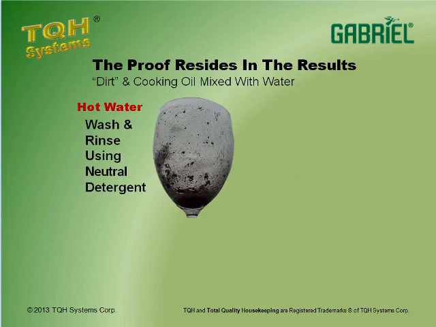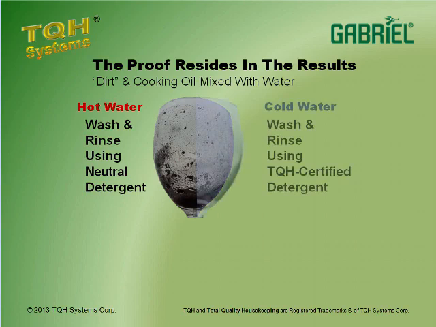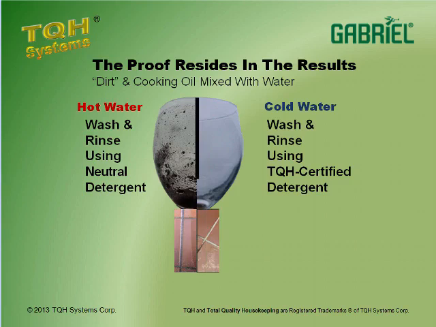Dirt and cooking oil were mixed with water and put in this glass, and as you can see, when we dumped it out, a lot of it adhered to the glass itself. When the glass was washed with a TQH certified cold water detergent, everything was removed from the glass, and as you can see, the glass was clean and there's no film on it. That's the proof of the pudding.